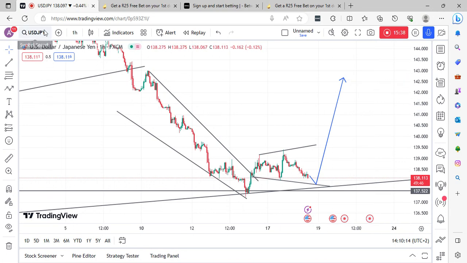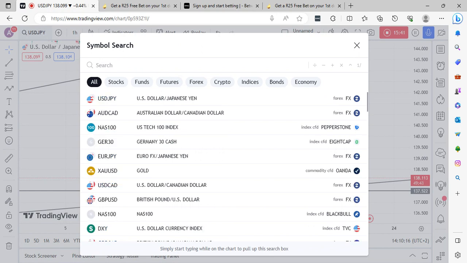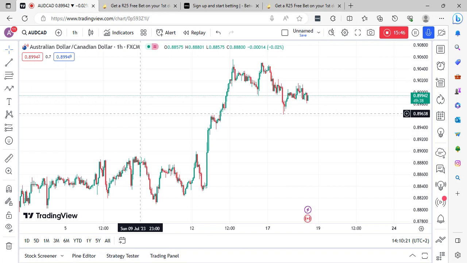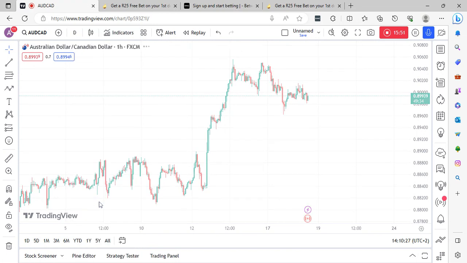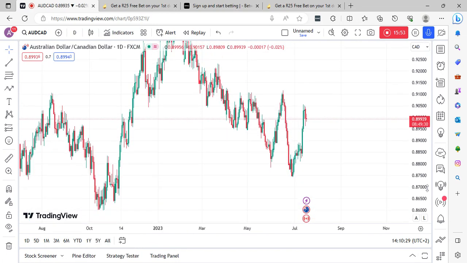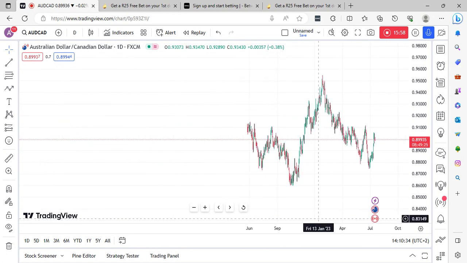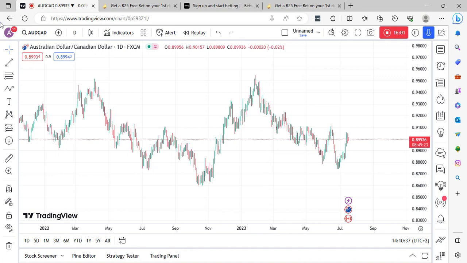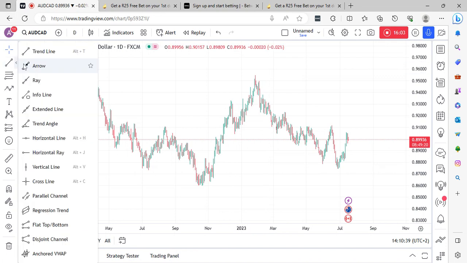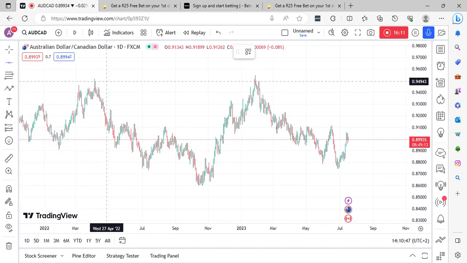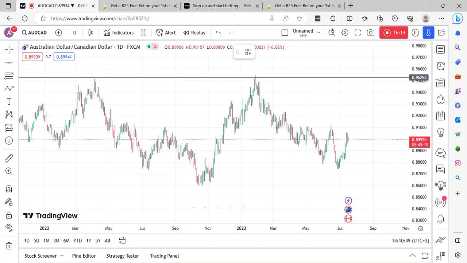So maybe I could just quickly do another pair, any pair. I don't know, USD or CAD. Okay, let's do this one here, AUDCAD. We do the same strategy. We go on your daily. You just want to see what's going on, how the market is trending or moving. So on our daily, we have our highs and we have our lows.